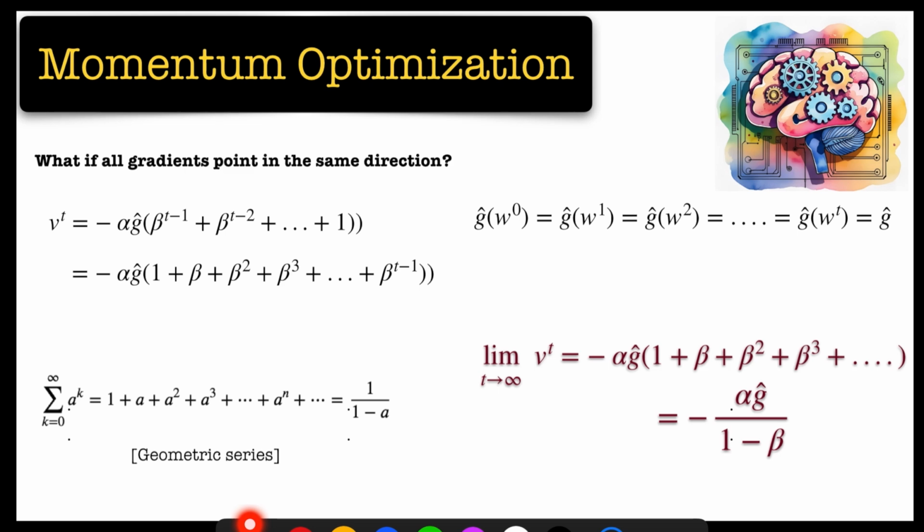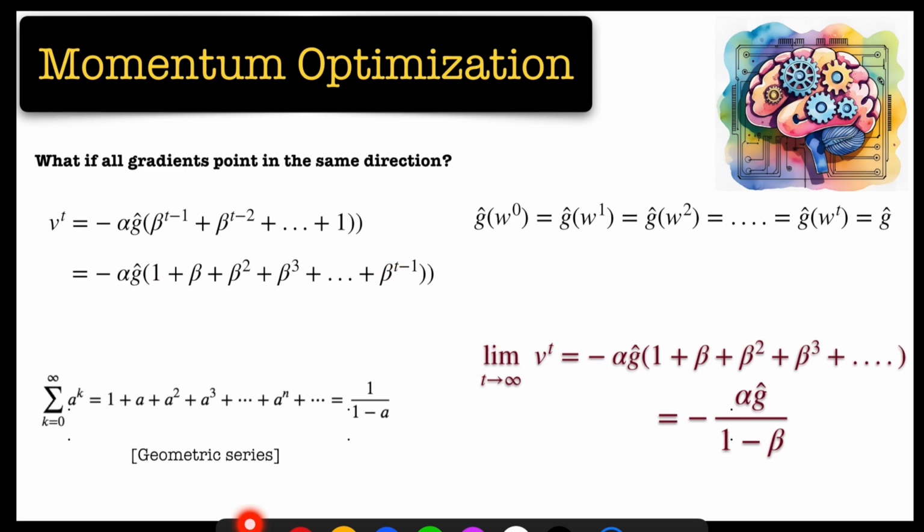Now we know about the geometric series, right? So this is a geometric series. The limit of the summation of a to the k, for k equals 0 to infinity, that is 1 plus a plus a squared plus a cubed up to a to the n, up to infinity, if you calculate, it will be 1 divided by 1 minus a. So that is a geometric series, we know that, right? And this is the same as what we have here.